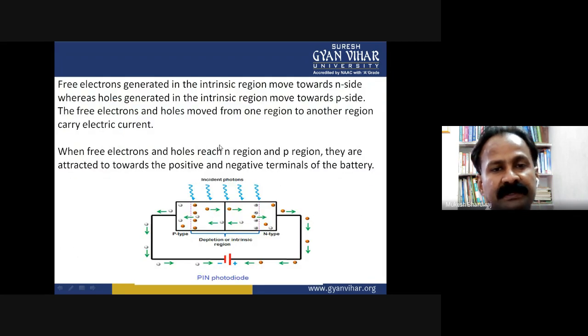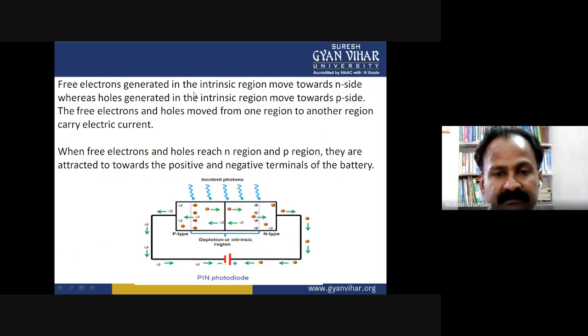Free electrons generated in intrinsic region move towards N side, whereas holes generated in intrinsic region move towards P side. The free electrons and holes move from one region to another region, carrying electric current. When free electrons and holes reach N region and P region, they are attracted towards the positive and negative terminals of the battery.